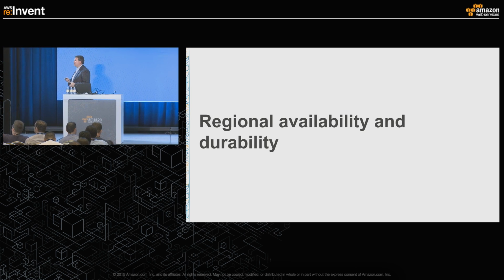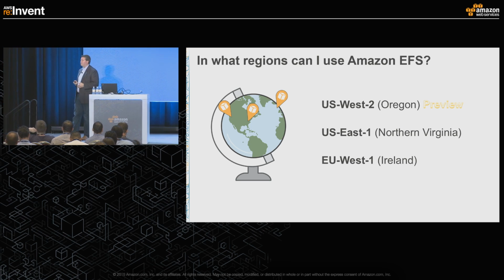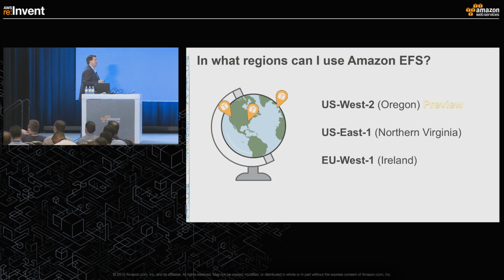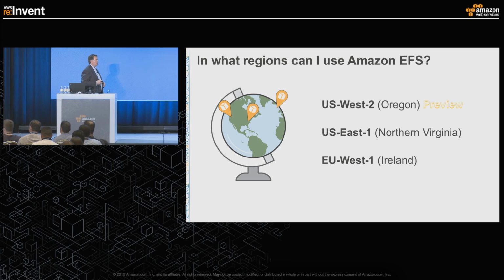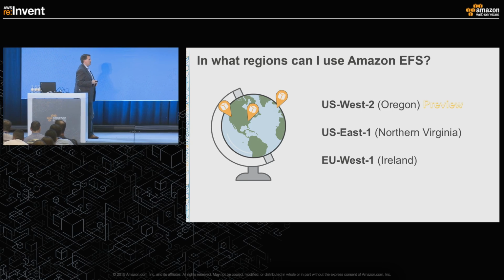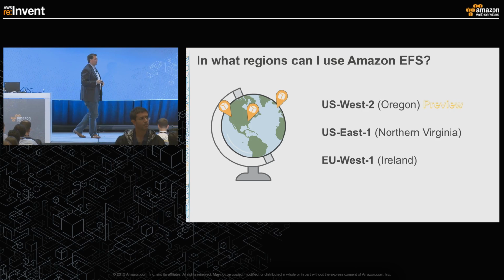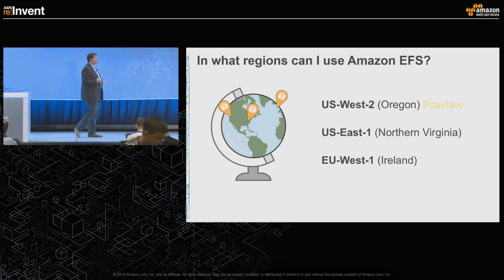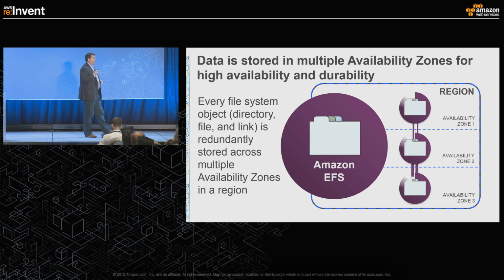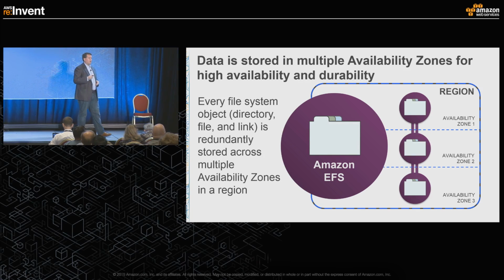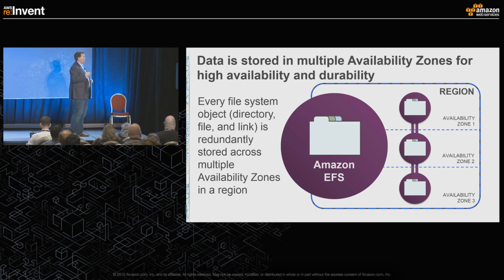So we're going to talk about the regional availability and durability of EFS. Today, EFS is available in our PDX region, which is US West 2, physically located in Oregon. When we move to general availability, we'll be in US East, which is Northern Virginia, and in EU West 1, which is in Ireland. I mentioned it at the top of the talk. We visited it at the middle of the talk, and I want to re-emphasize it.